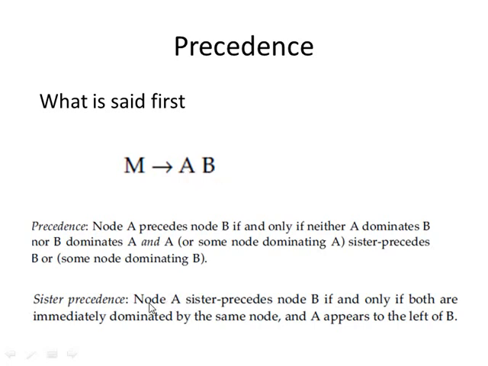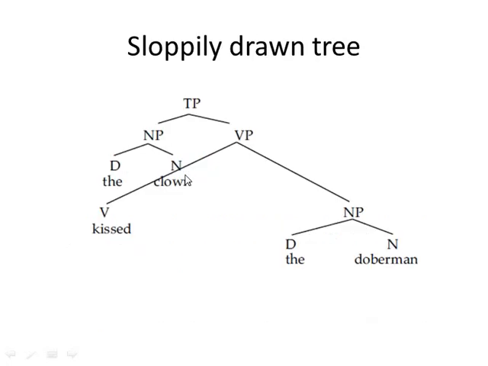Okay, and we call like this one, node A sister precedes node B if and only if both are immediately dominated by the same node. Jadi node A itu disebut sebagai sister precedes node B jika keduanya didominasi oleh the same node. And A appears to the left of B, dan A itu berada di sebelah kirinya B. Okay. So A first and then B.